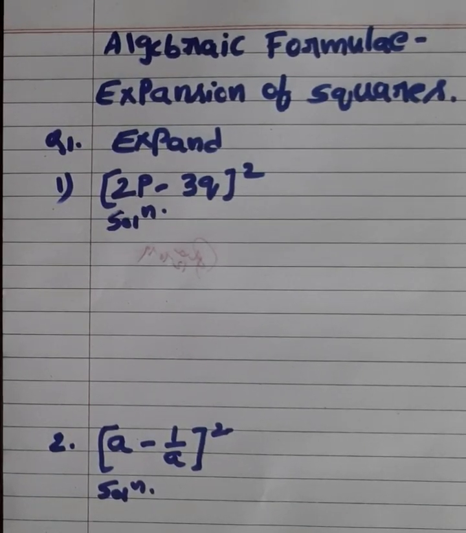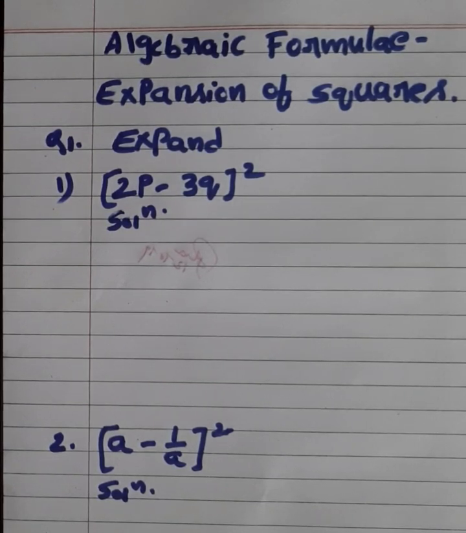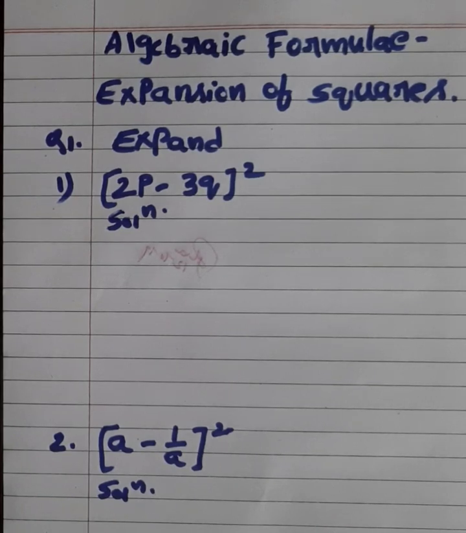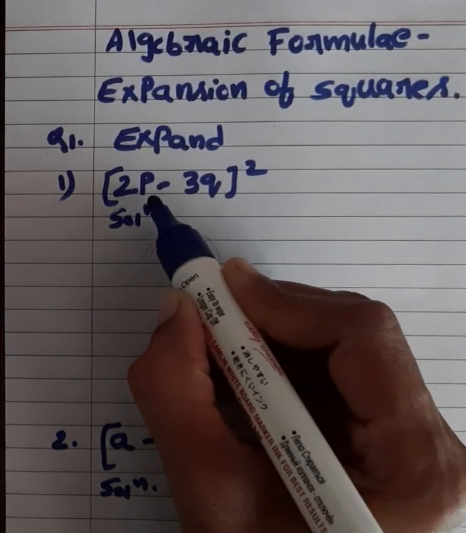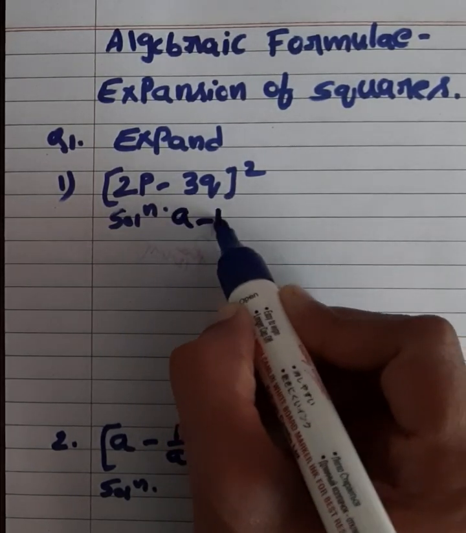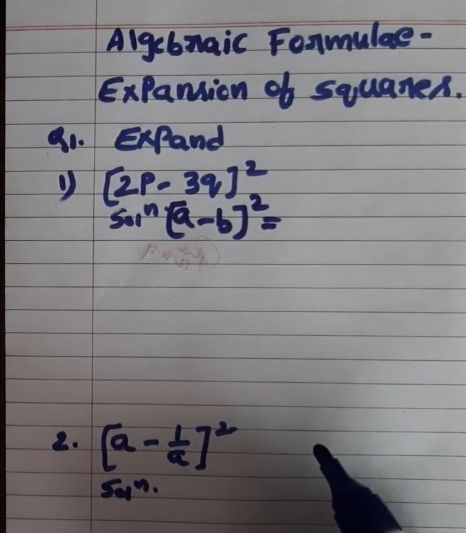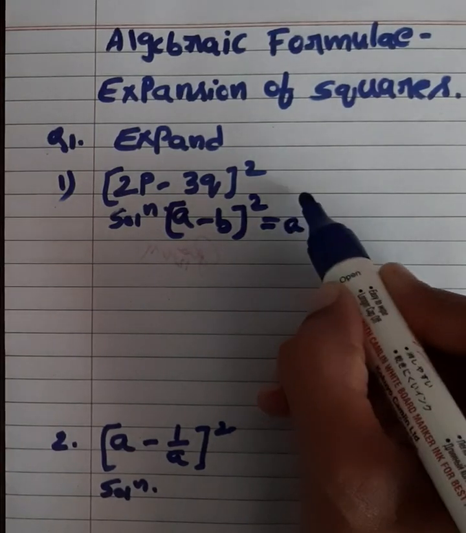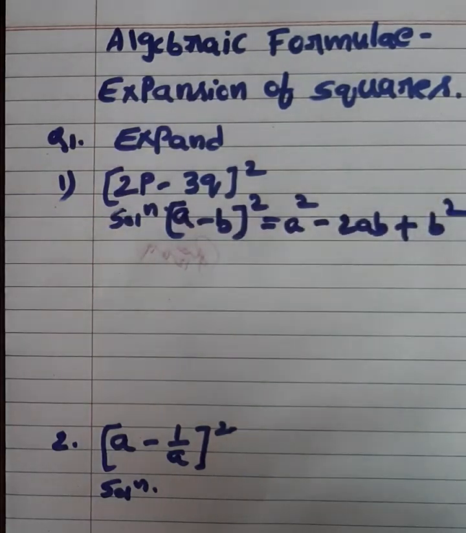Hello everyone. Now we will discuss algebraic formulae, expansion of squares. Question 1, expand (2p-3q) whole square. Here we have to apply an algebraic identity. This (2p-3q) whole square is in the form of (a minus b) whole square. The (a minus b) whole square formula tells us a square minus 2ab plus b square.